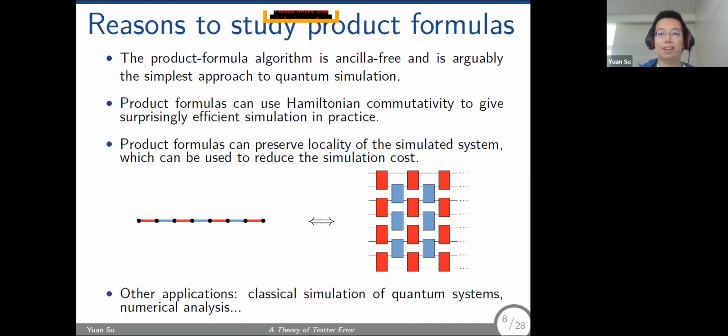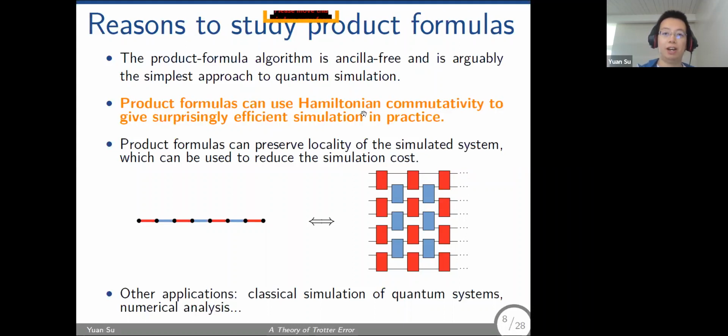There are also other possible applications. For example, in some of the classical methods for simulating quantum systems, and also sometimes in areas beyond quantum computing. Okay, so I guess there are many aspects why we should continue to care about product formulas. I won't be able to talk about all of them, but instead I would like to focus on one particular aspect, namely how product formulas can exploit the commutativity of the Hamiltonian to speed up quantum simulation.